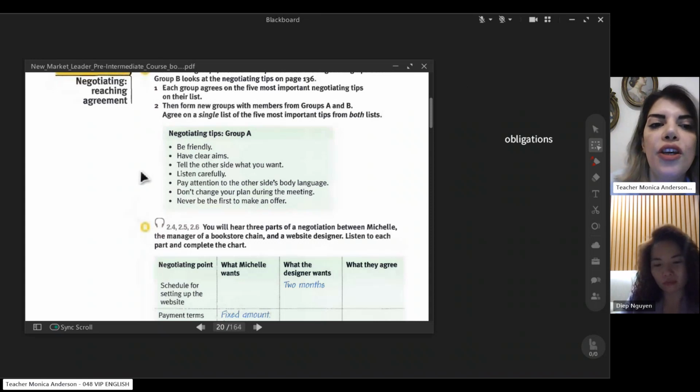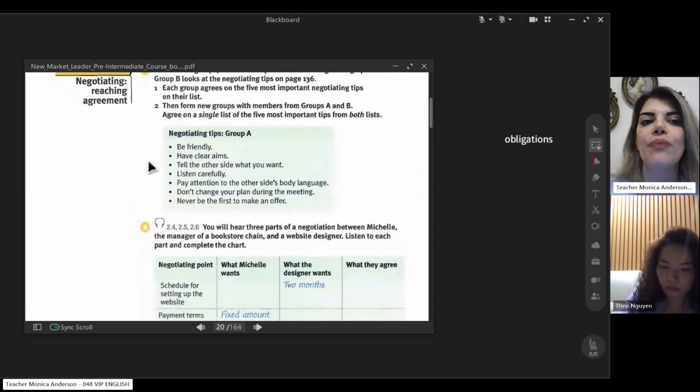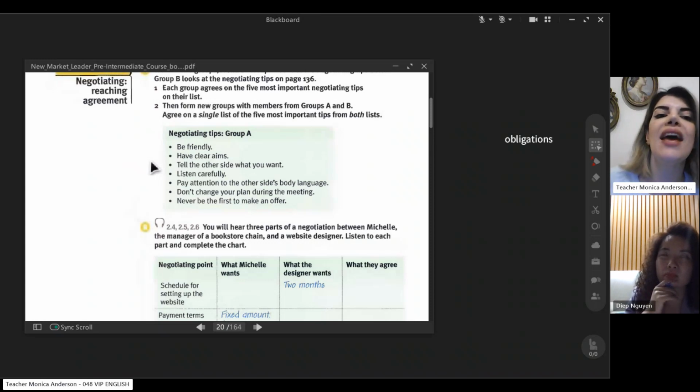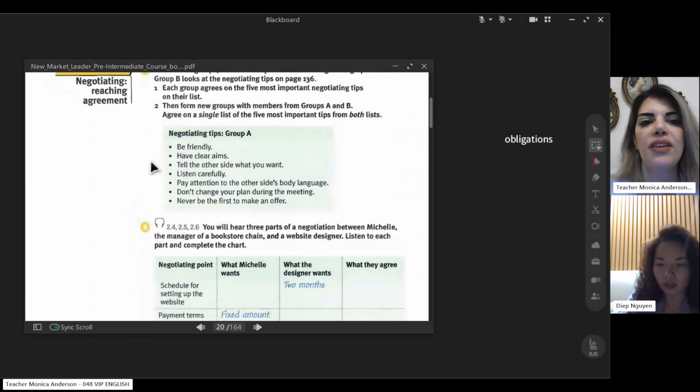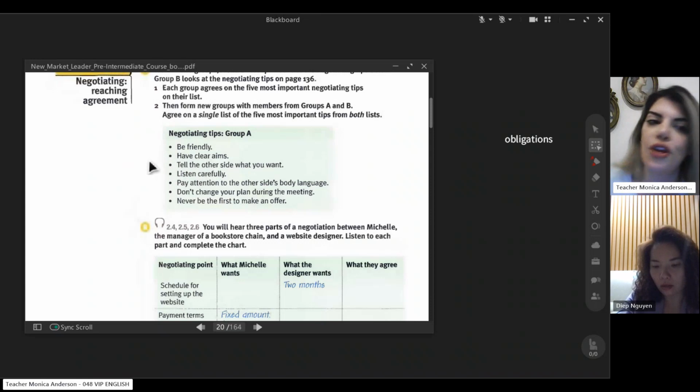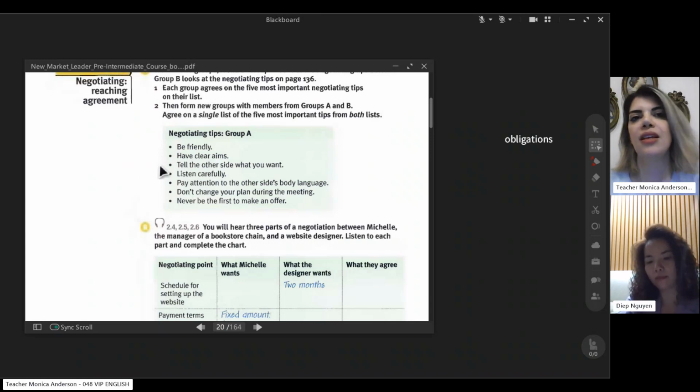When we see the word never, this frequency adverb shows zero. So if we say we never be the first, it means we mustn't. We mustn't be the first to make an offer. So never means don't do this. Don't make an offer at first. So it's better to use something like mustn't.